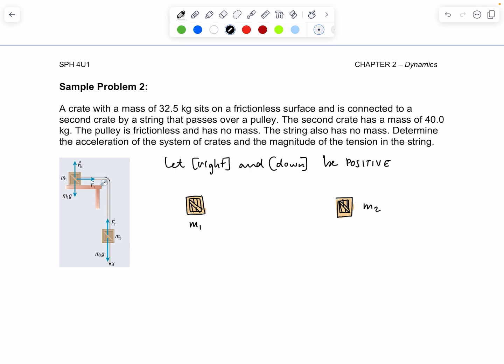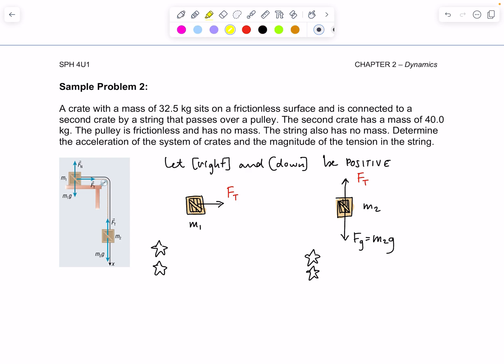If we examine crate 2, we know that a force of gravity is acting down on it, which is equal to m2g. And since it's not free falling, it's connected by the rope, there will be a force of tension acting in the upward direction. Mass number 1 is being pulled to the right by a force of tension. And I've written the force of tension in both free body diagrams in red, because since they are attached by the same rope, they will have the same tension. So let's examine the forces acting on mass 1, and then the forces acting on mass 2.